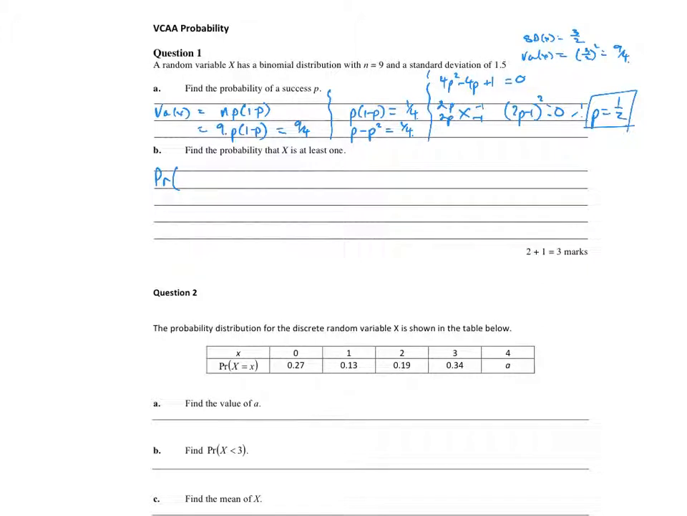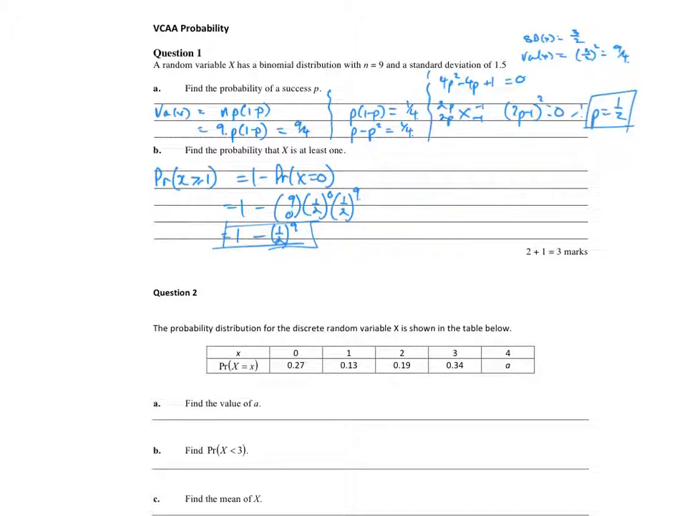Find the probability that x is at least 1. Probability that x is at least 1 is equal to 1 minus the probability that x is equal to 0. Well, I've got 9 trials, 0 successes. Probability of success is a half to the 0, and 9 failures, which is (1 minus a half) to the power of 9. And in a tech-free, we'd leave it at that.